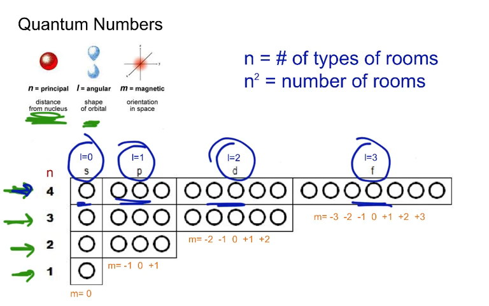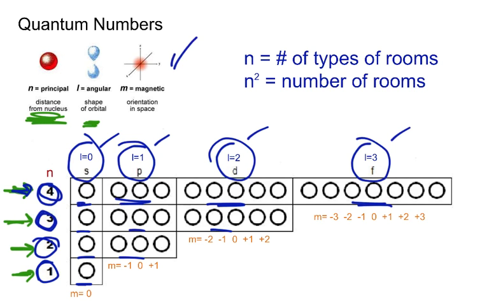So that's why when n equals 4, there are 4 possibilities for l. That's why there are 4 different types of orbitals. When n equals 3, that's why there are 3 types of orbitals, because l has values of 0, 1, or 2. When n equals 2, there are 2 possible values for l, 0 and 1. That's why there are two types of orbitals. And when n equals 1, there's only one value for l. It has to be 0, so there's only one type of orbital.